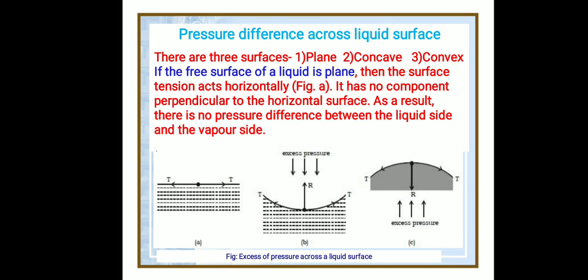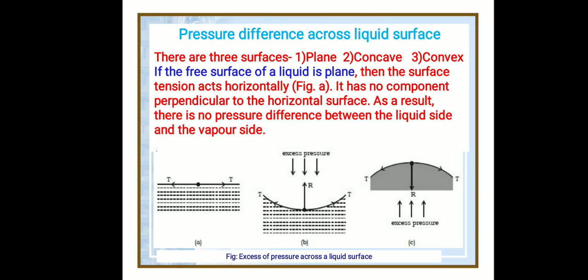Now, take another diagram, that is the concave shape. If the free surface of the liquid is concave, then the resultant force R due to surface tension acts in the upward direction. And to maintain this force, excess pressure acting in the downward direction is necessary. So, the excess pressure on a concave surface is in the downward direction.